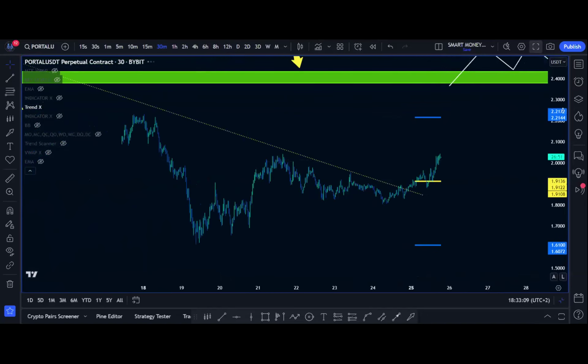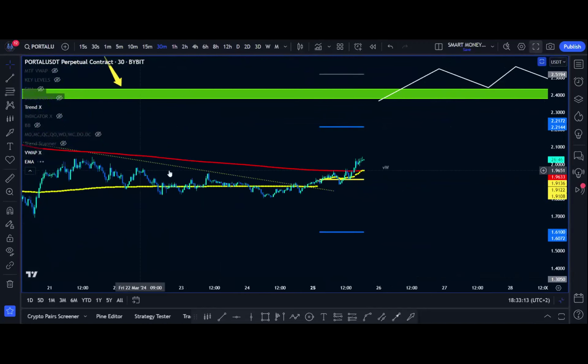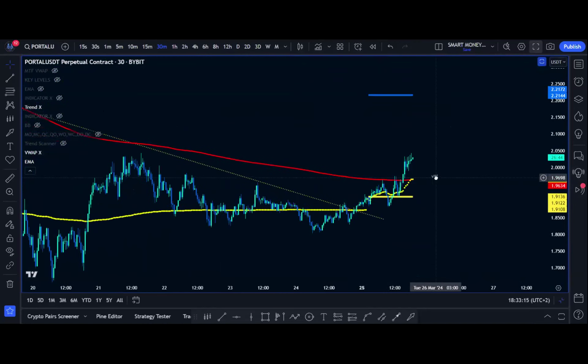So let's see. I mean, this is a very big trend line that it just broke. And it's above the EMA, the VWAP. So it's looking good. I mean, this thing could just take off now.